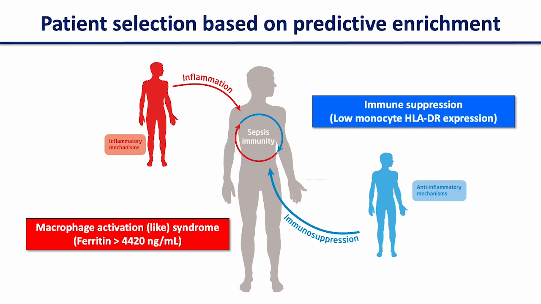At the same time, patients can be selected for immunostimulatory therapy based on features of immune suppression. And in most cases, low HLA-DR expression on circulating monocytes has been used to identify those patients that suffer from immune suppression.